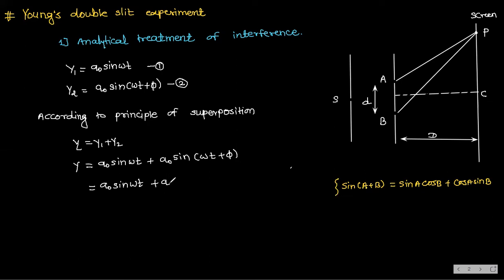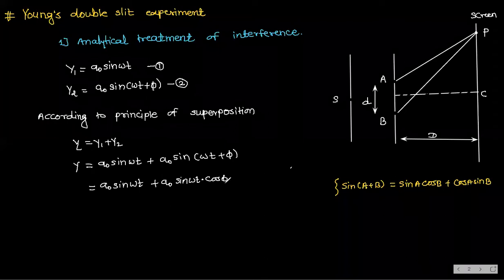So therefore, here I am taking a curly bracket. Tell me now what we will get, or shall I do it directly? It is very easy for you people, you are doing mathematics. So I am multiplying directly with a naught: a naught sine omega t cos phi plus a naught cos omega t sine phi.